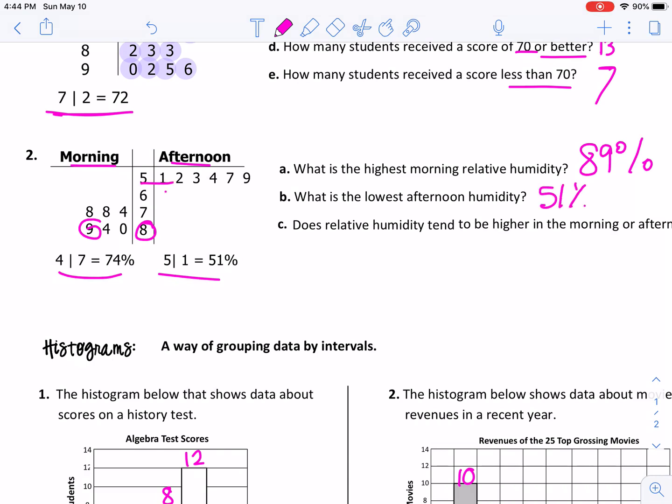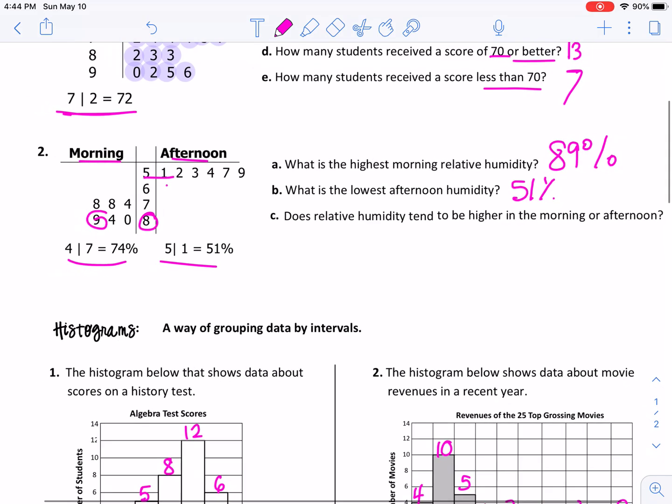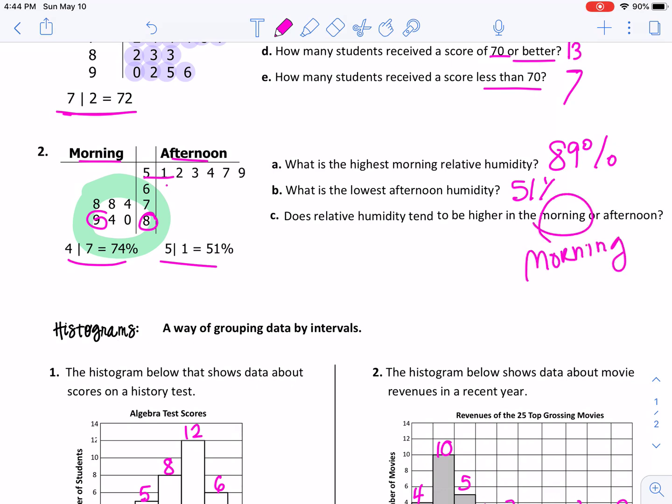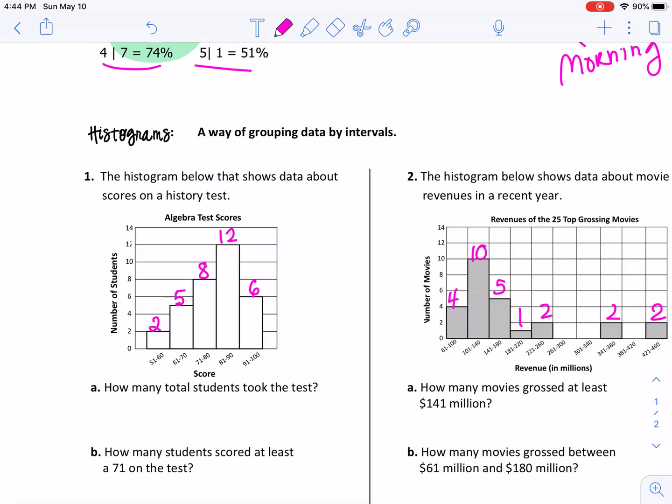What was the lowest afternoon humidity? 51%. Does relative humidity tend to be higher in the morning or in the afternoon? Well, if you take a look, all of these values here are higher in the morning than in the afternoon. So we're definitely going to say the morning. All right, that's your work with stem and leaf plots. Let's look at the histograms.